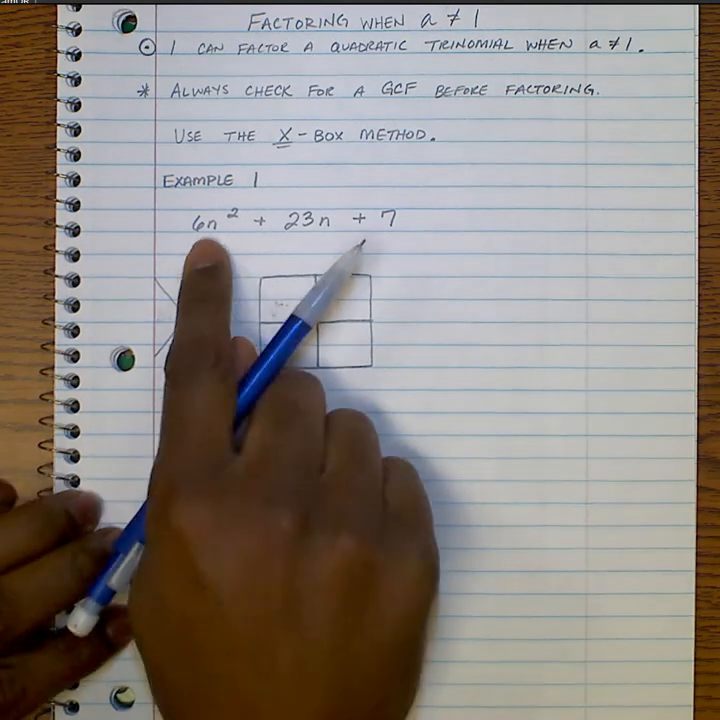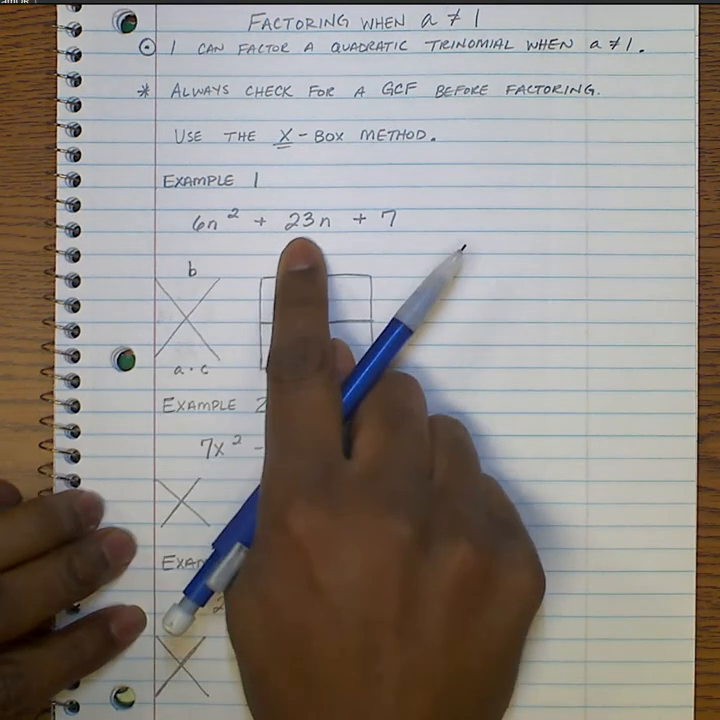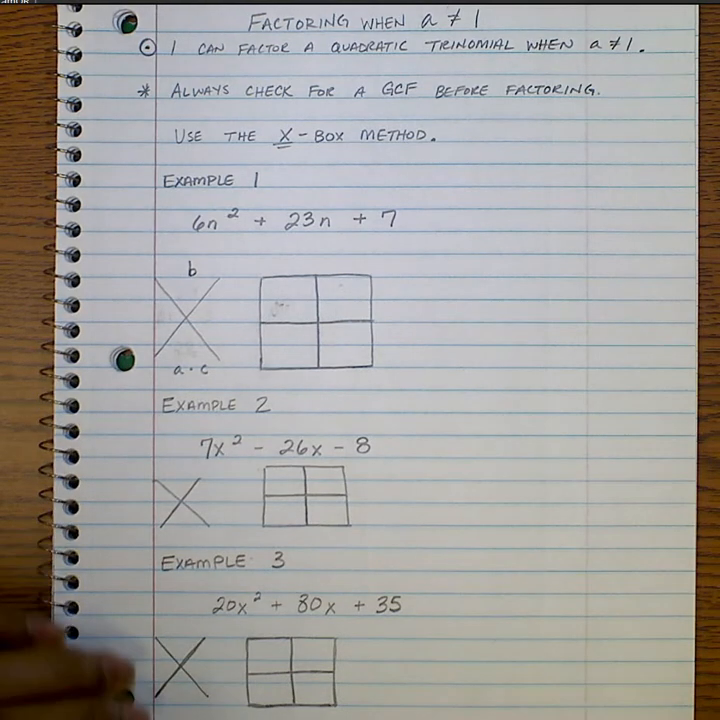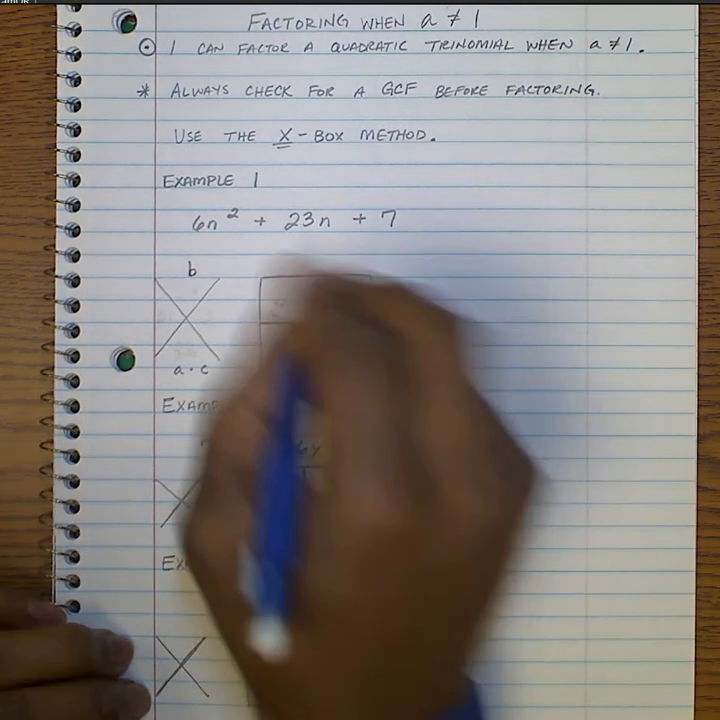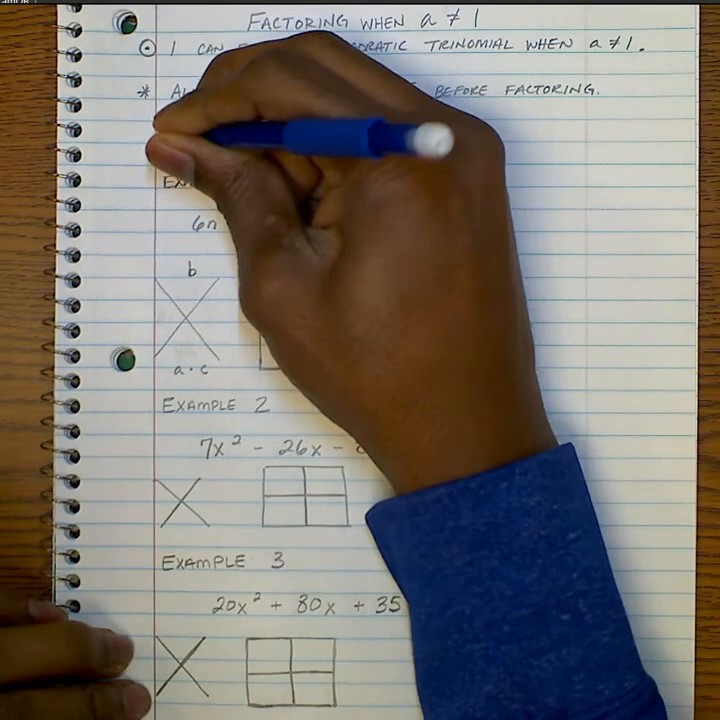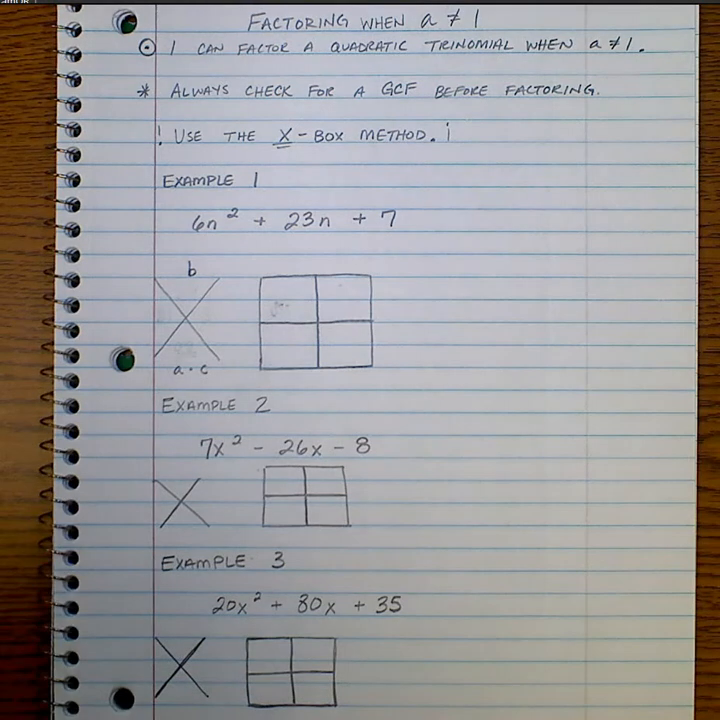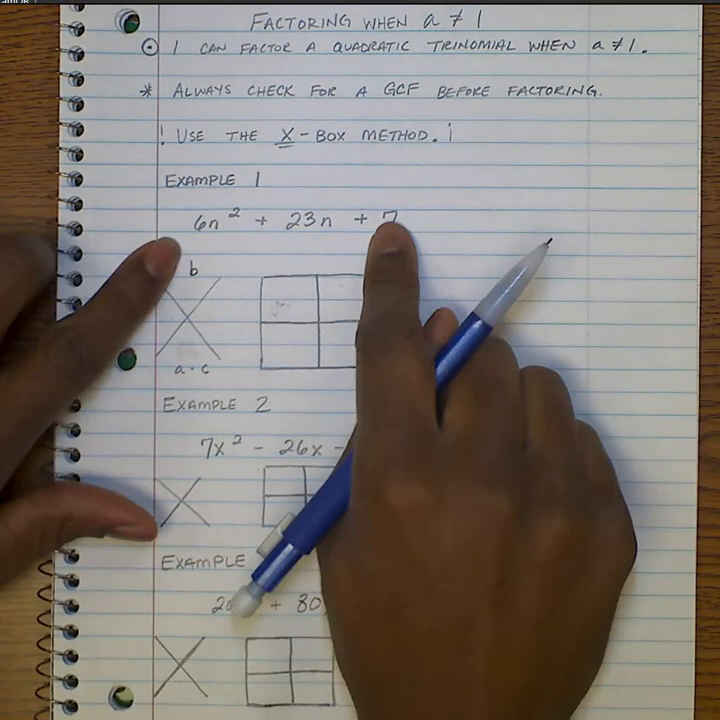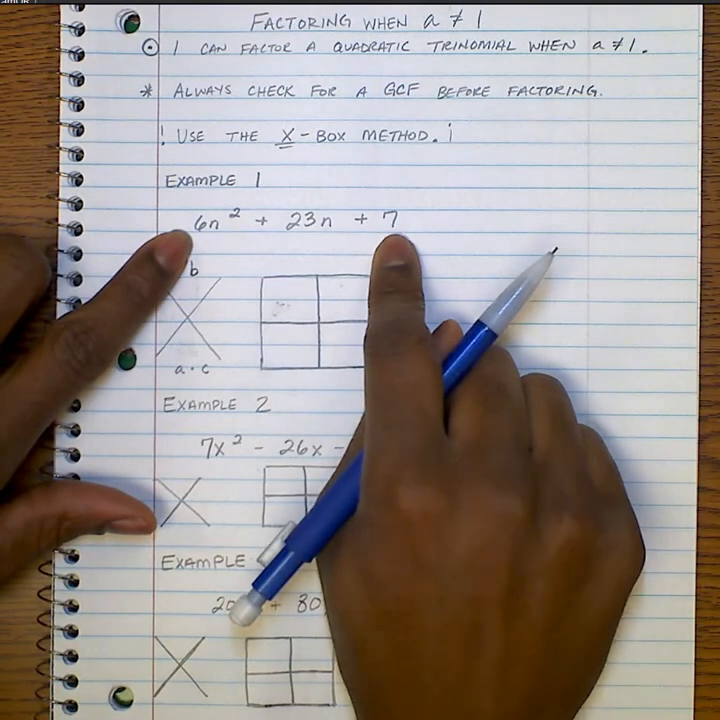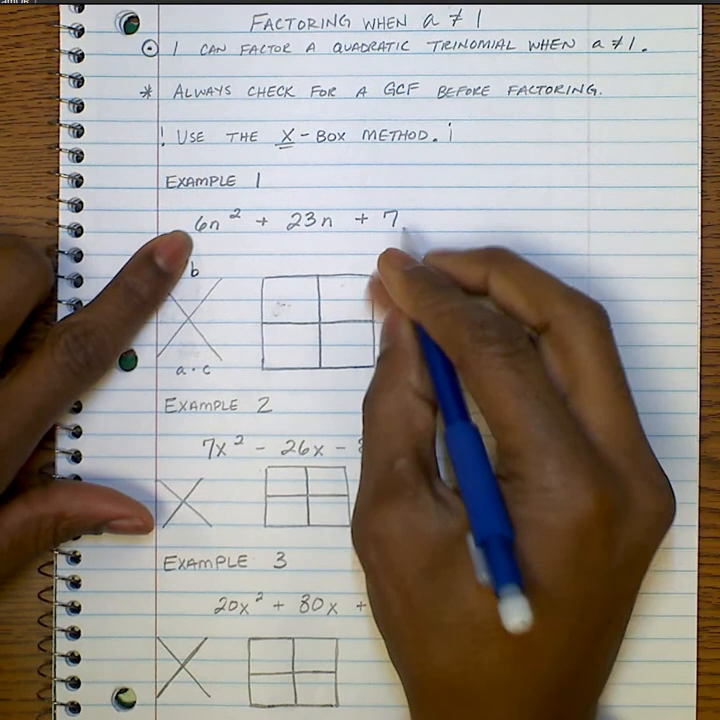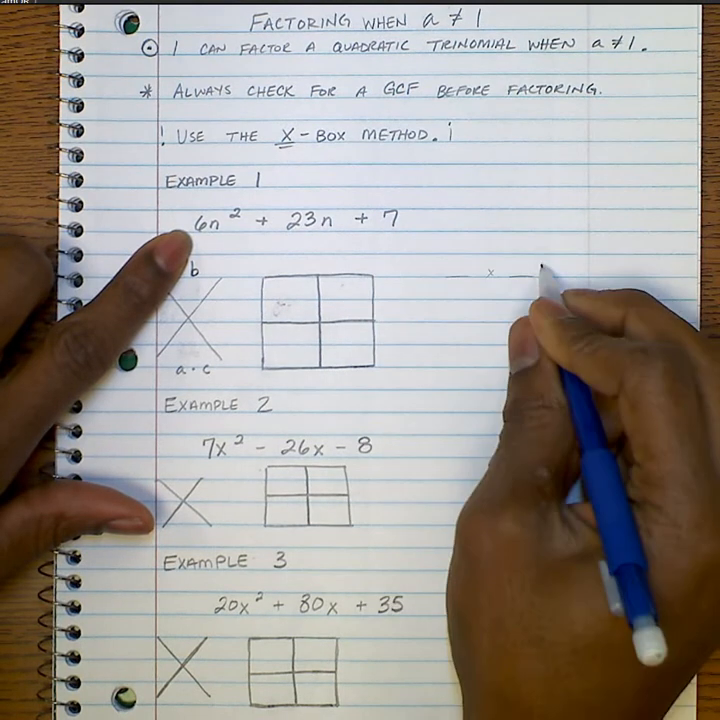We have 6n squared plus 23n plus 7. Now, you might have seen that say use the X box method. Now the X box method helps us out because when a is not 1, before we were saying to find two numbers that multiply to give you C, in this case it's 7, and two numbers that add to give you B.